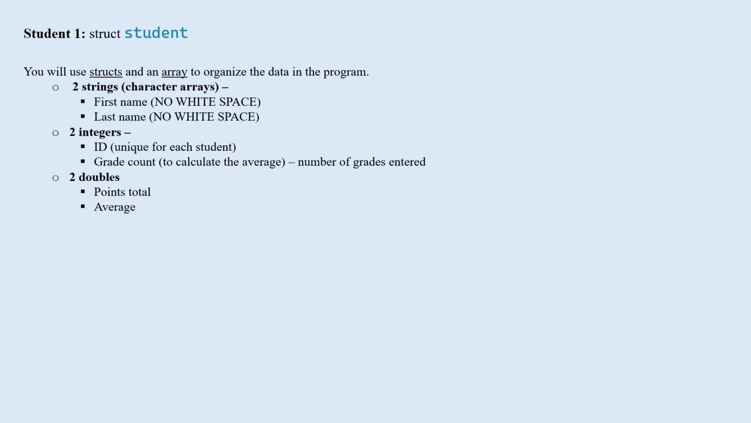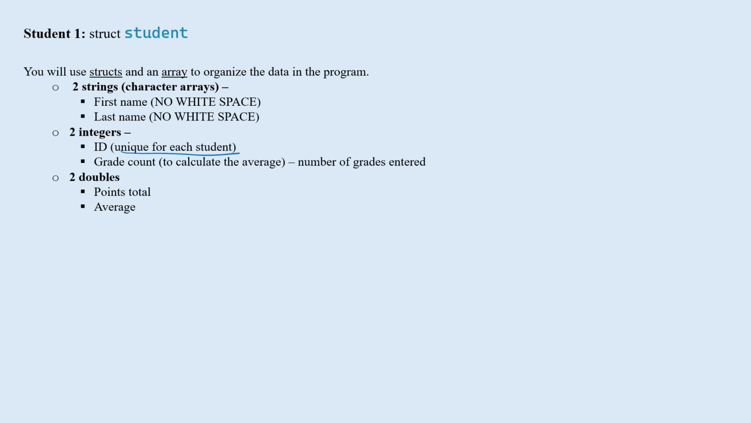All right, so you are going to use a struct. You're going to have an array of structs. So for struct student, we're going to have 6 fields: 2 character arrays, first name, last name, and 2 integers. Each student should have a unique ID.